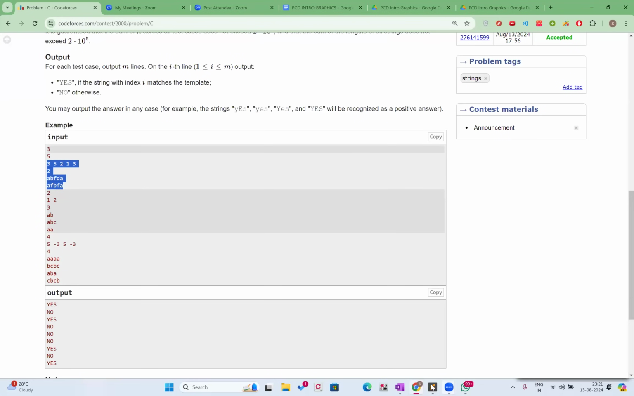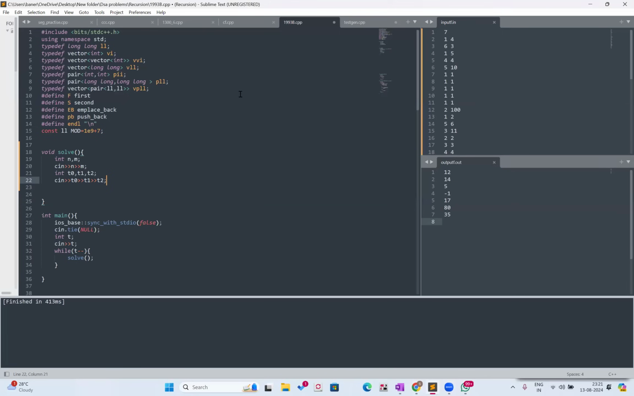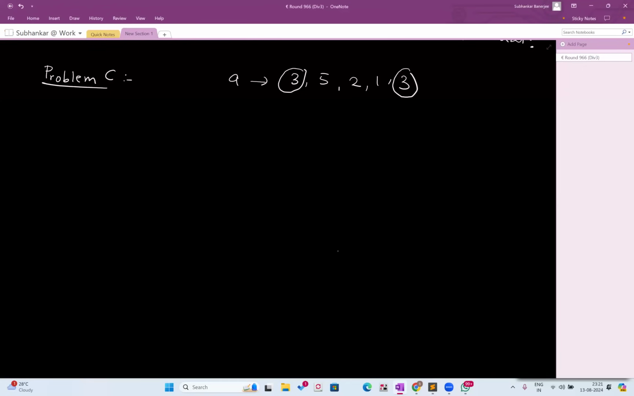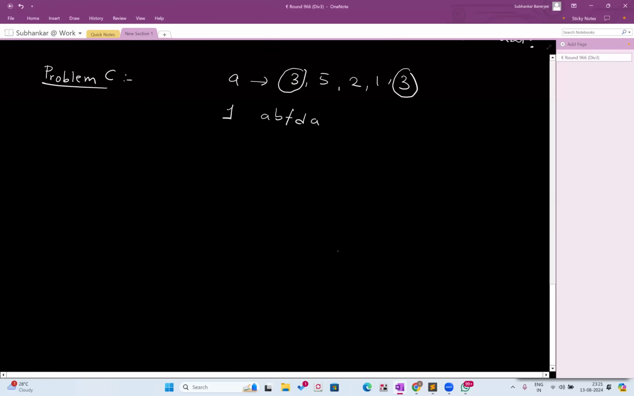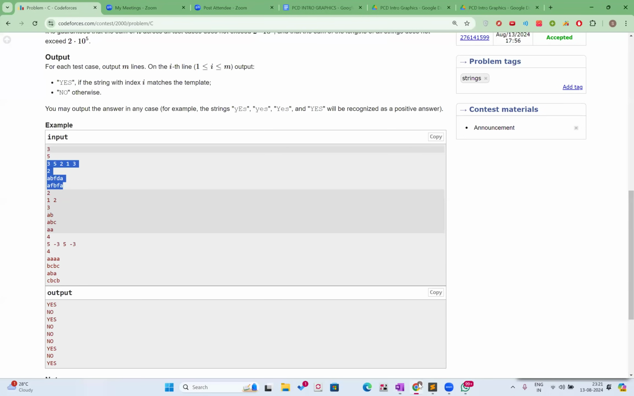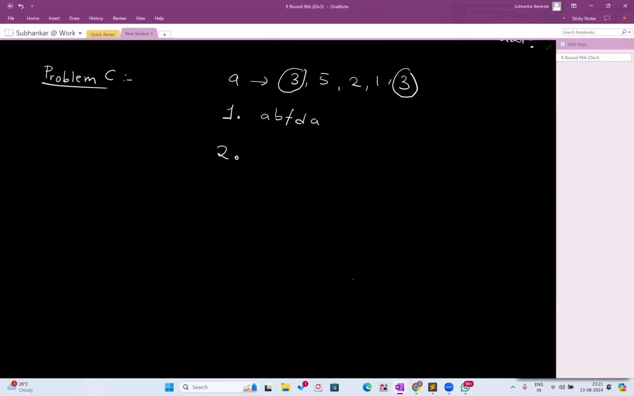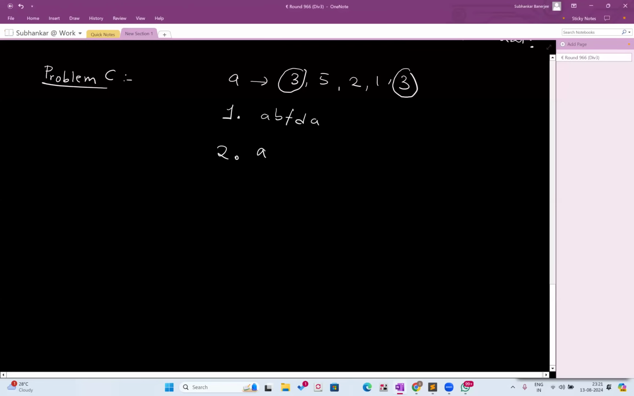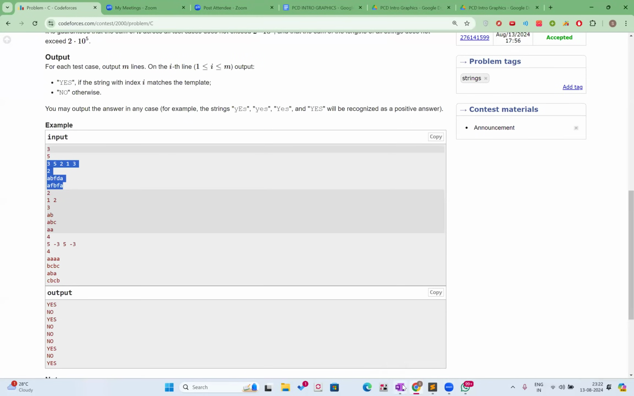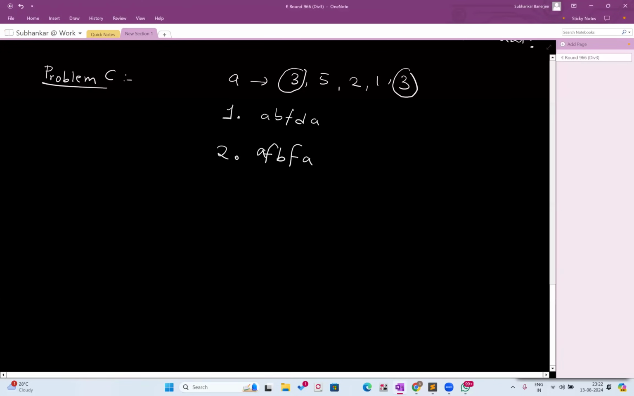two strings in the query. This is query number 1 for the first test case, and this is query number 2. These are the m strings we have. So we'll solve query number 1 first.